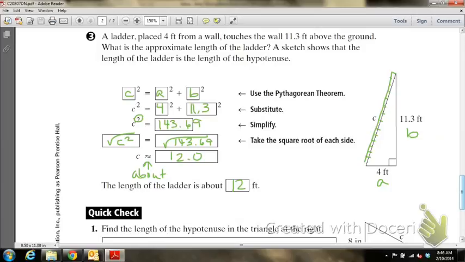Now you try the 3 quick checks. Remember to use a squared plus b squared equals c squared, and just find your missing number. And we'll check your work in class.